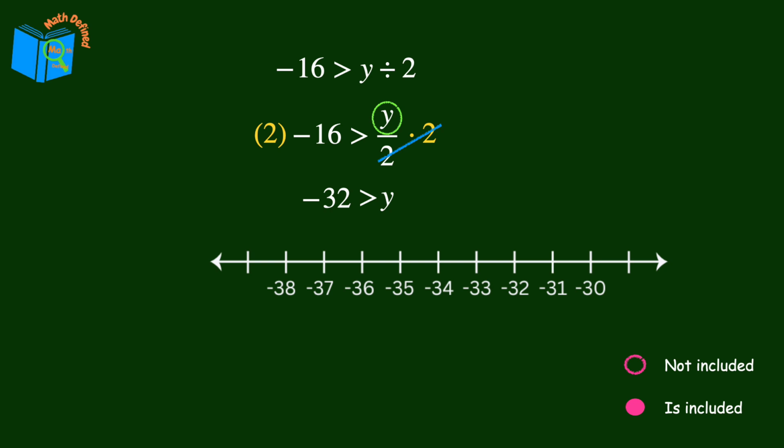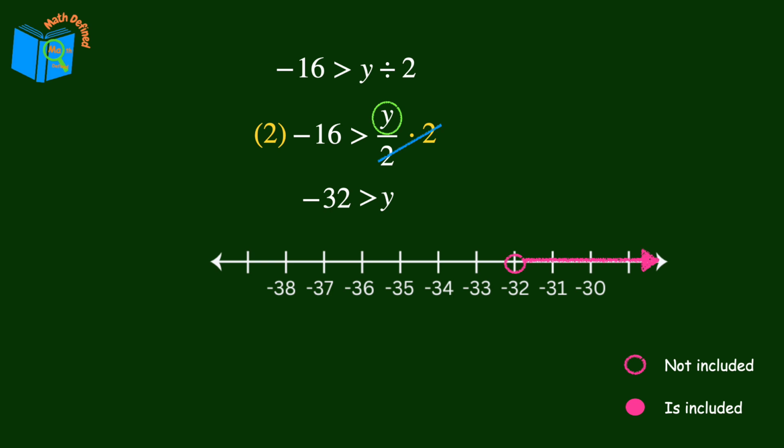Let's graph the solution. We need an open circle at -32 since it is not included. If you read the inequality from left to right, it says -32 is greater than y, and many students will mistakenly draw their arrow shading values greater than -32.